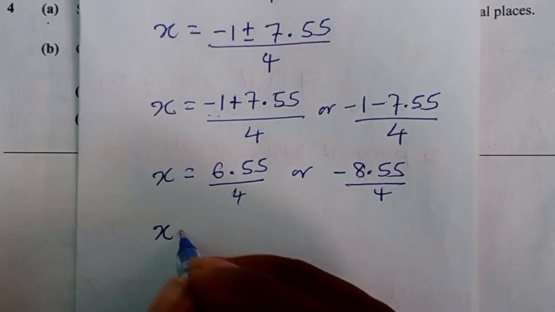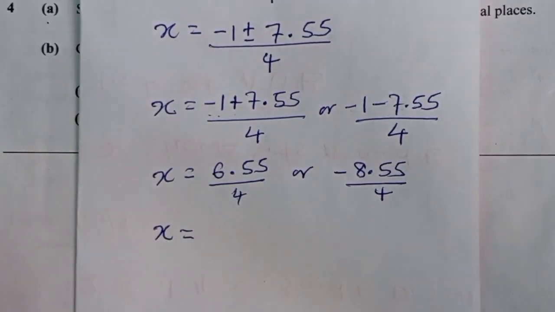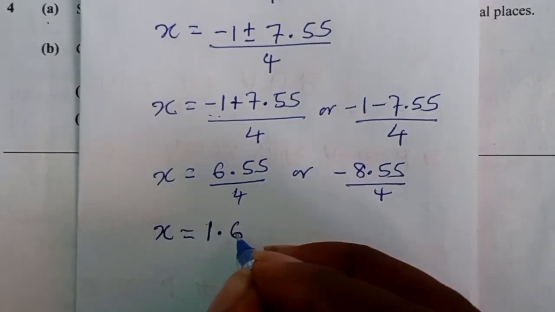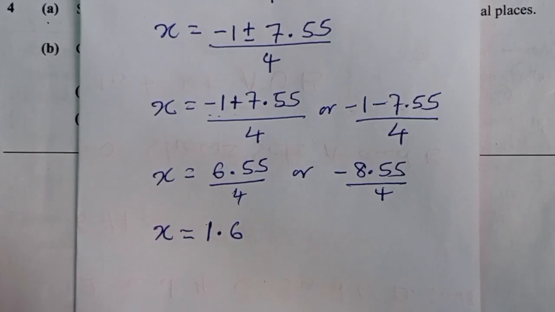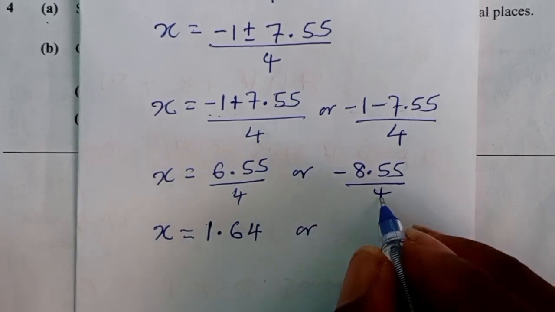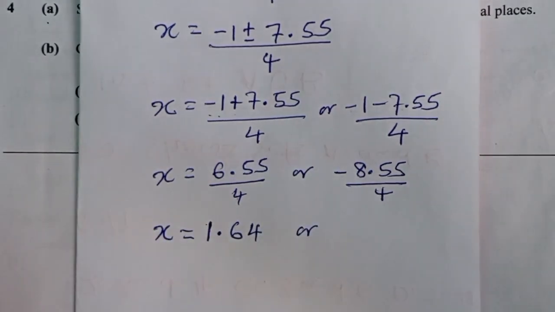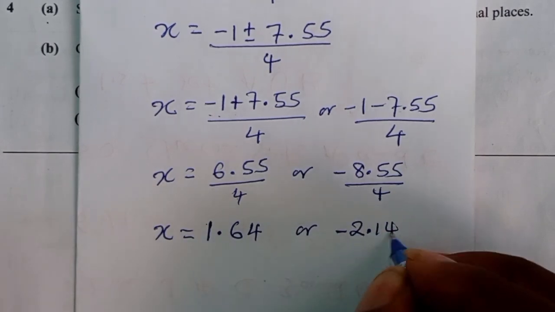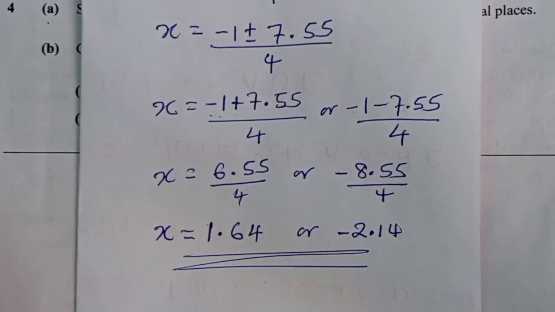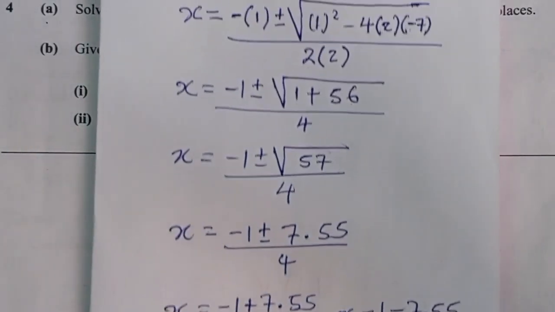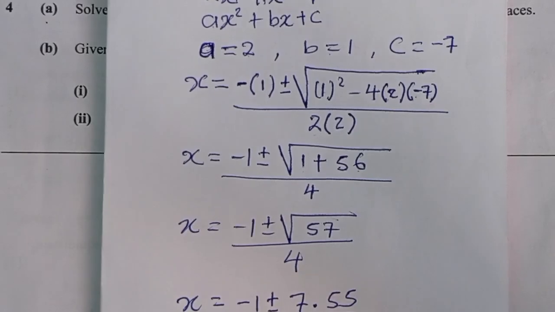So x equals 4 into 6.55, the answer is 1.64. Remember, it is to 2 decimal places. So 1.64, or 4 into negative 8.55, the answer is negative 2.14. So that is your 5 marks. Make sure that you show every step for you to earn all the marks.